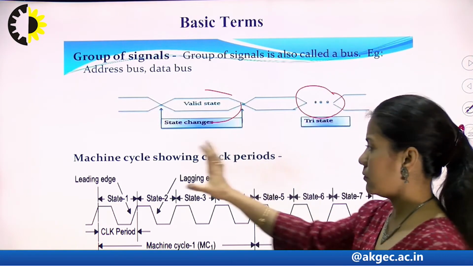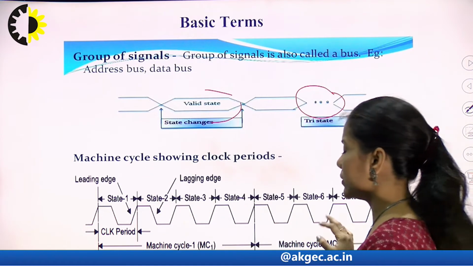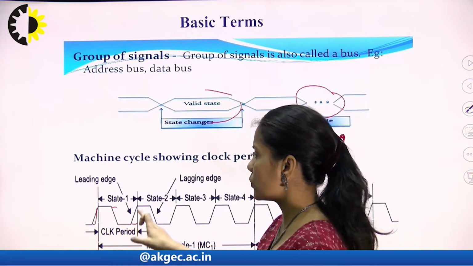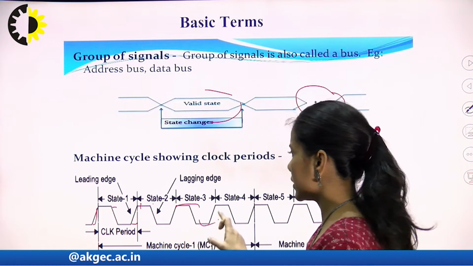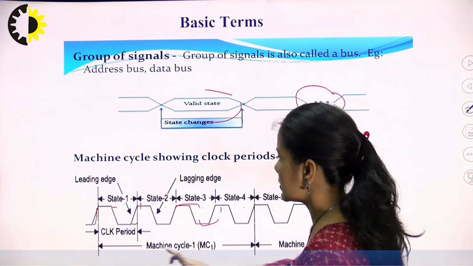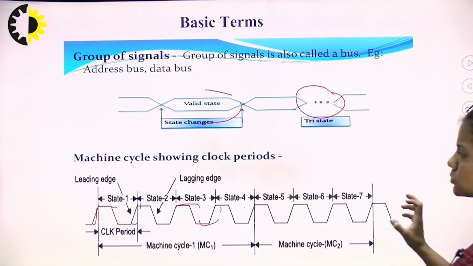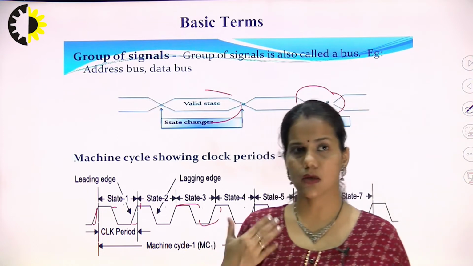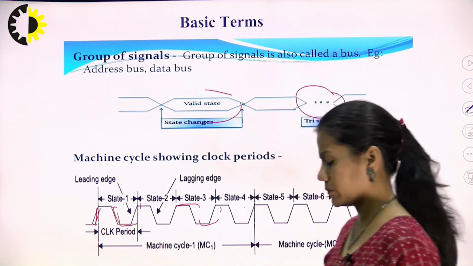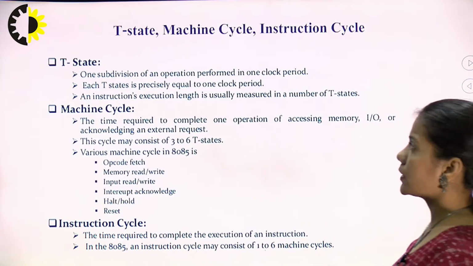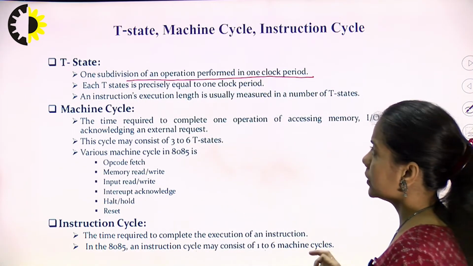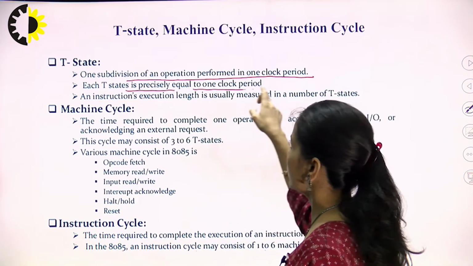So, this can be considered as a general machine cycle timing diagram, or we can say a combination of machine cycles. So, here this shows one clock period, this shows the different T states like state 1, state 2, state 3 and so on. Suppose this is machine cycle 1 and this is machine cycle 2. So, the combination of these two machine cycles are making some instruction cycle. This is the leading edge, this is the falling edge. So, we can conclude that T state is one subdivision of an operation performed in one clock period, and each T state is precisely equal to one clock period.